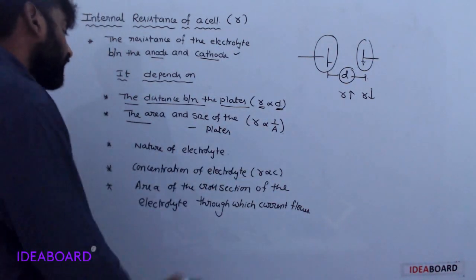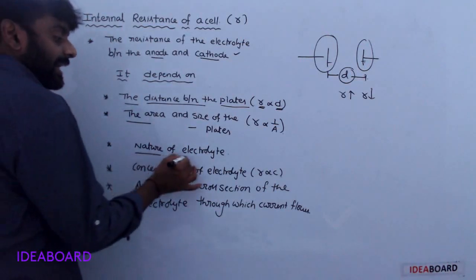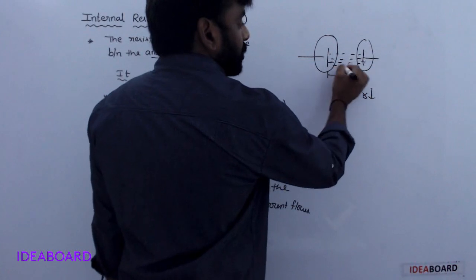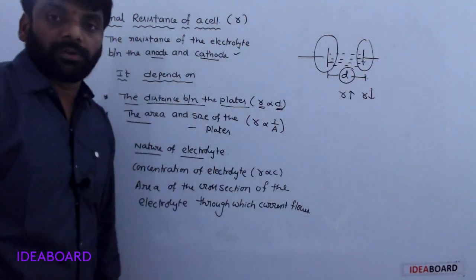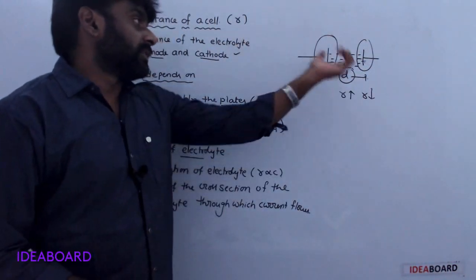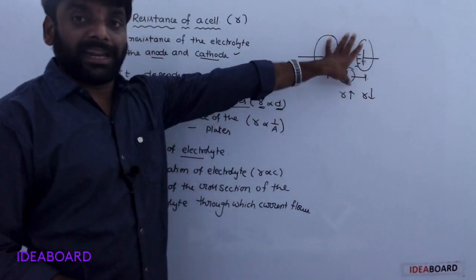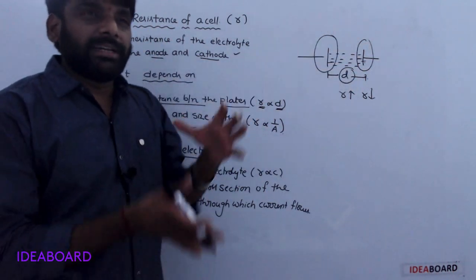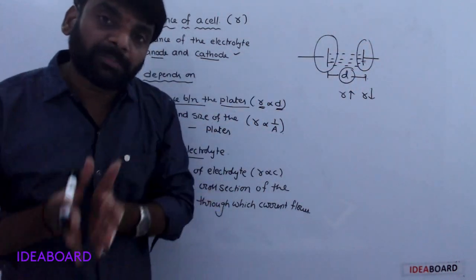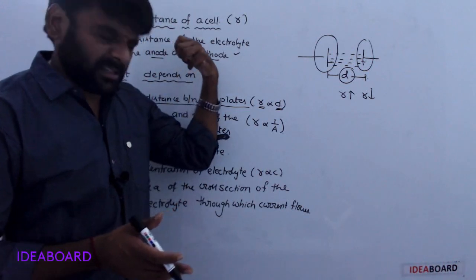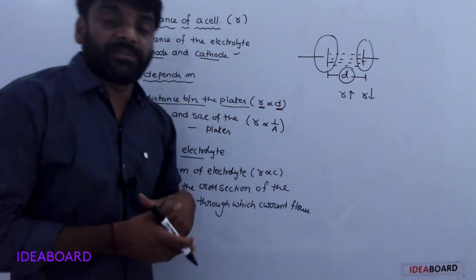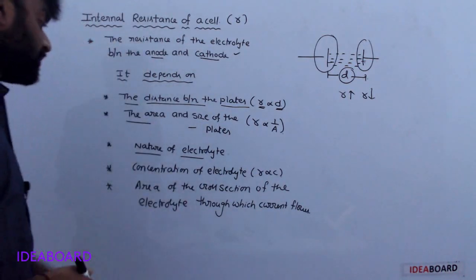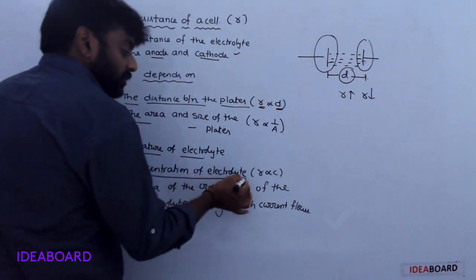Understood? Next, the nature of the electrolyte. Here we are using some types of electrolytes, like H2SO4. So it depends on that nature as well. Different types of solutions have different internal resistance. Next one, the concentration of the electrolyte.